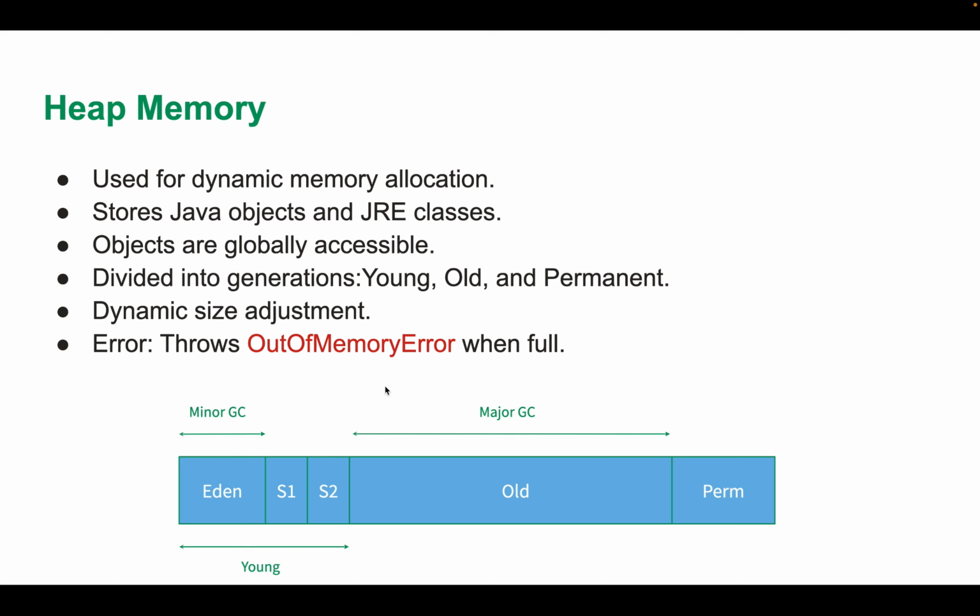the old generation, which holds objects that have survived longer, and the permanent generation, which stores JVM metadata and runtime class data. Heap memory dynamically adjusts in size based on the application's needs, but if it becomes full, the JVM throws an OutOfMemoryError.